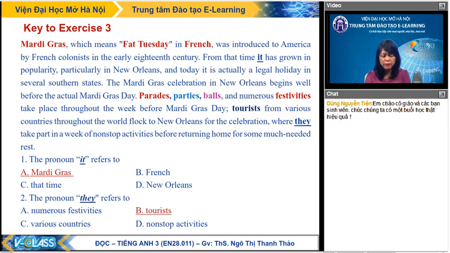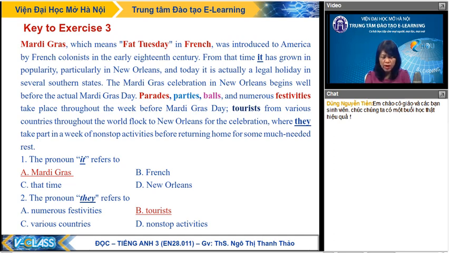The pronoun they refers to what? They here. Alright. What about nouns before the pronoun they? Tourists, countries, okay, and the celebration. So you see that they is a pronoun that refers to a plural one. So celebration cannot be our answer. Okay, so what about countries and tourists?